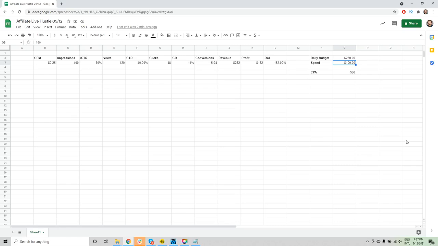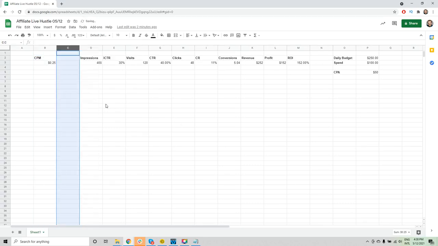So we notice, okay, we have a daily budget of $250 for this campaign. It's been running for a couple of days, but our daily spend is only $100. We need to spend that daily budget, so we need more data. So what are we going to do? We are going to increase the CPM. By increasing the CPM, you are paying a little bit more for your traffic. However, you will also win more auctions, so-called, right? Win more bids.